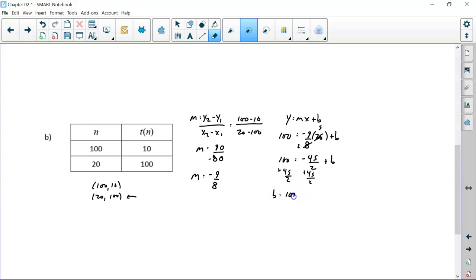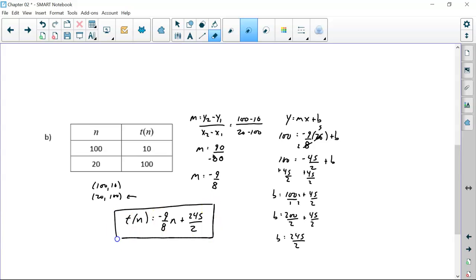b equals 100 plus 45 halves. I can change 100 to a fraction by putting it over 1. We need to get that common denominator of 2, so we're going to multiply by 2 over 2. So b is 200 halves plus 45 halves. So b is going to be 245 over 2. Now we can't reduce that fraction, so the sequence t of n equals negative 9/8 n plus 245 halves. That's the arithmetic sequence.